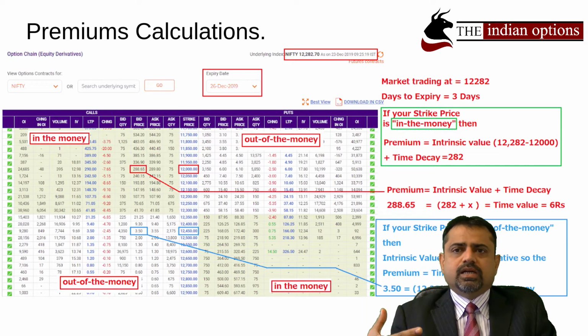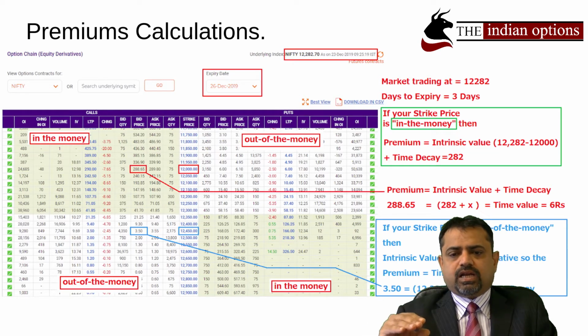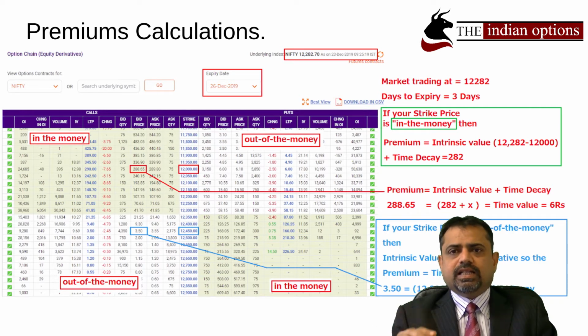Now if your option is out of the money, as you can see in the blue box there, and we are talking about the strike price right now of 12,450, it doesn't have any intrinsic value. So whatever premium you can see right now, that is 3 rupees 50 paise, is all time decay. Which means that if the market closes at 12,282 today, then this 3 rupees is going to become 0, because anything out of the money at expiry becomes 0.